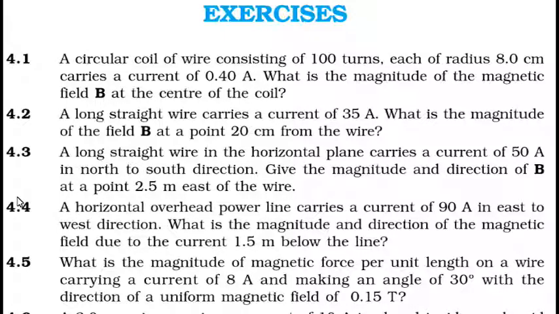Now, let us see the exercise problem number 4.4. A horizontal overhead power line carries a current of 90 ampere in east to west direction. What is the magnitude and direction of the magnetic field due to the current 1.5 meter below the line? Let us see the solution.